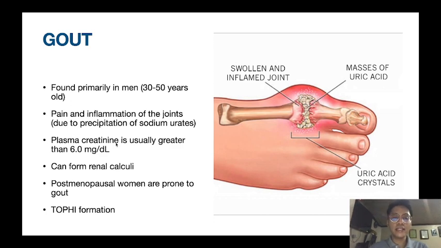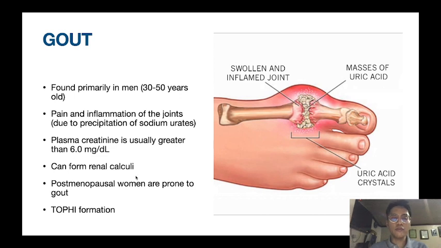So plasma uric acid is usually greater than 6 milligrams per deciliter. Okay, uric acid yan guys. Plasma uric acid is usually greater than 6 mg per dl, or yung kanina 6.8 mg per dl. Nandyan lang siya na range. Mga 6 to 7 mg per dl, greater than that, will form precipitates of monosodium urate.